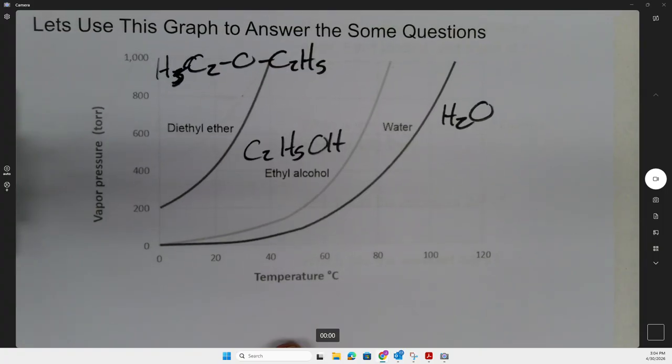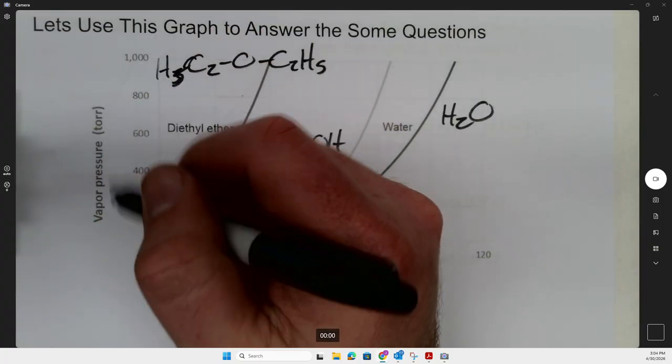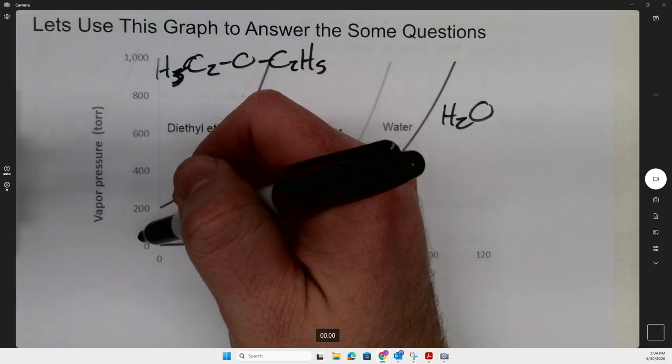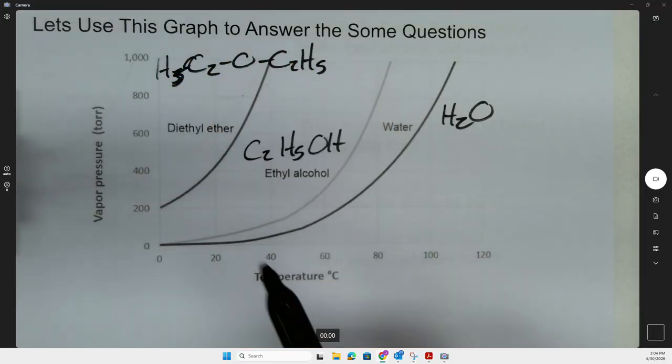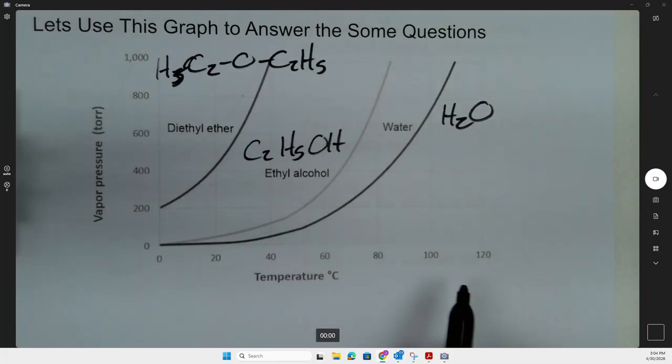Now, on my y-axis, I see my pressure. I have vapor pressure in torr, and I have temperature on my x-axis. If I were to ask what is the boiling point of diethyl ether, ethyl alcohol, and water at 1 atmospheric pressure, how can I go about answering that question?